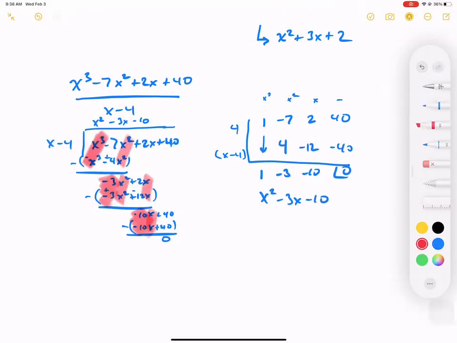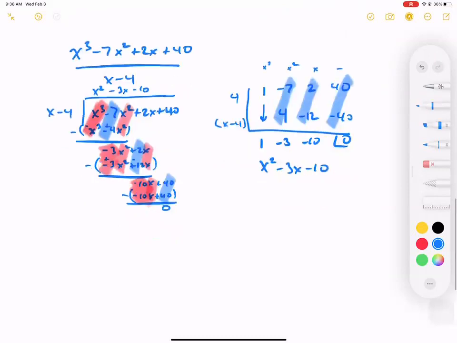So what am I left with? I'm left with, in the blue, 7 plus 4. Bam, 7 plus 4. I'm left with 2 minus 12. I'm left with 40 minus 40. It's really just the pure part of this long division. Now we have one more thing to talk about: what if there is a remainder?